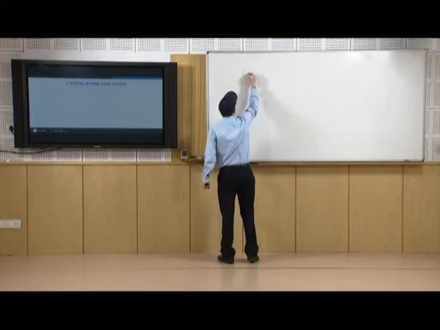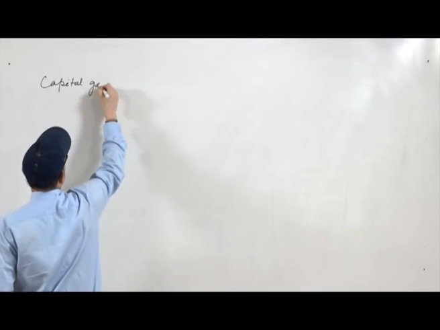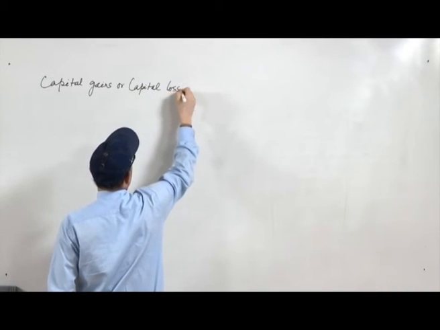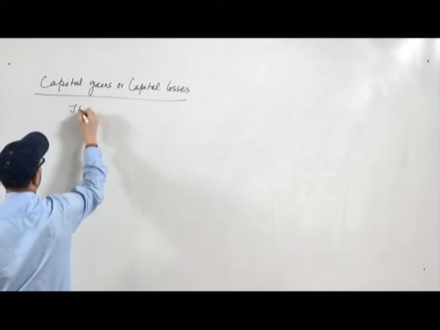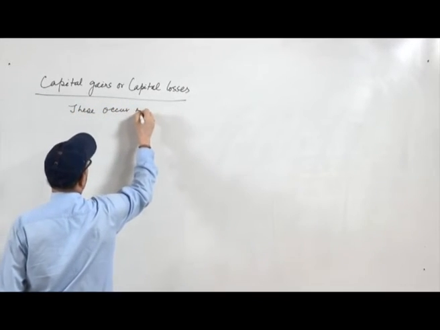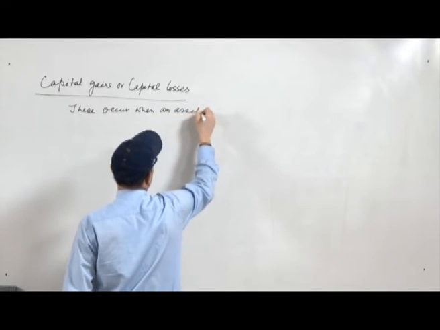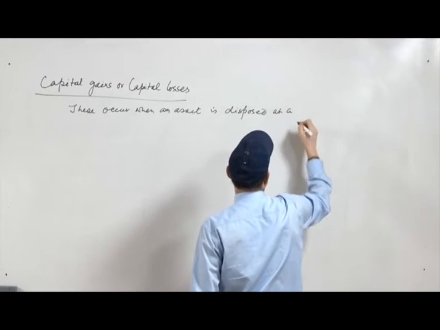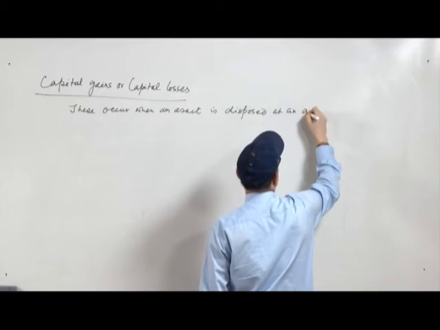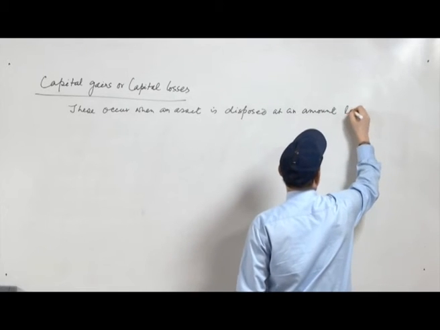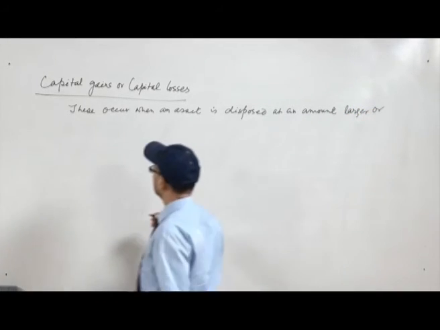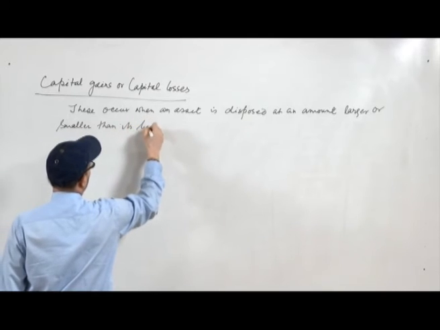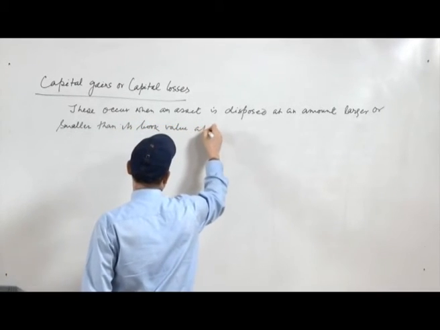So, capital gains or capital losses occur when an asset is disposed at an amount larger or smaller than its book value at that time.